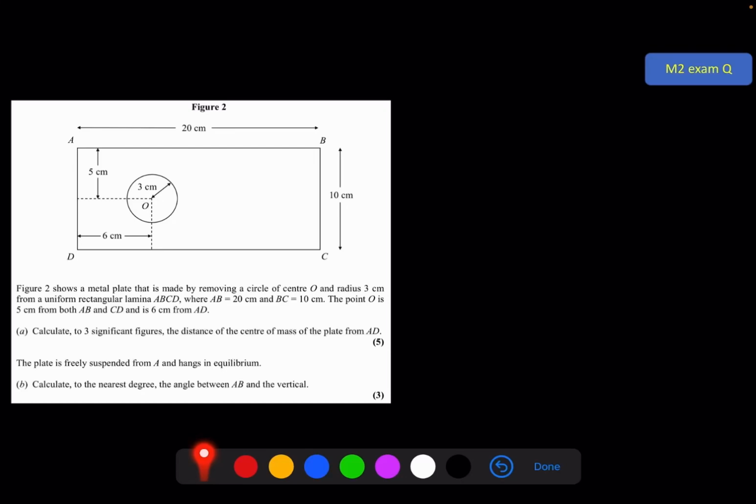Hello and welcome to the 8th and final video of the M2 chapter, Centers of Mass. On the screen, an exam question to get us going. Pause the video now if you'd like to try this before watching the solution.